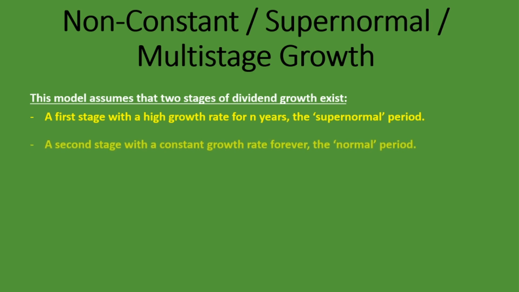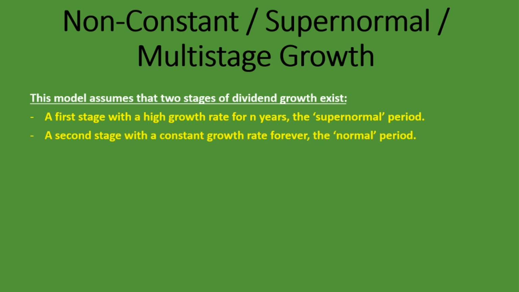And the second stage is where you have a constant growth rate forever. That is the normal period. So usually the first stage is where you have a high growth rate for a number of years, and then that growth rate falls and stays constant forever. That is what is assumed using the non-constant growth model. Okay, so you have to know that.